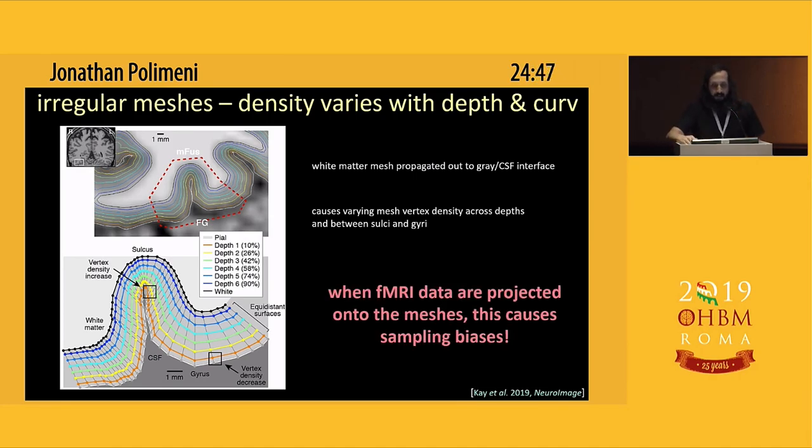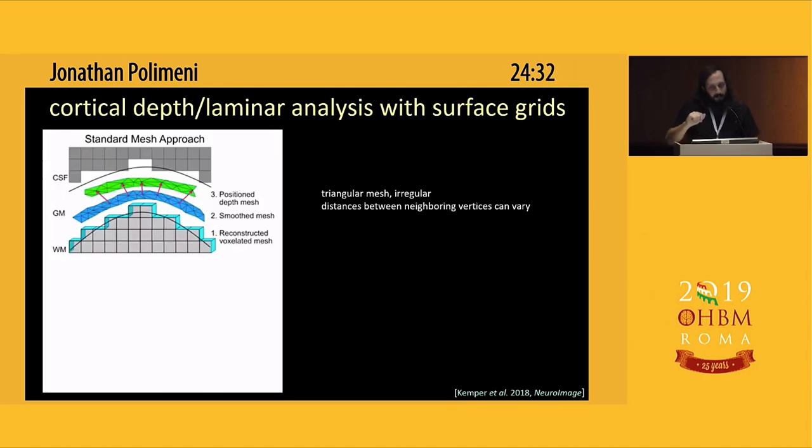Now, this bunching can be the cause of sampling biases when the fMRI data are projected onto the meshes. So there are a couple of ways in which we can correct for this. We can perform a vertex density correction. We can also use a more computationally intensive technique, which is to severely upsample the surfaces. But there's another approach.